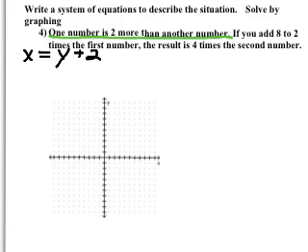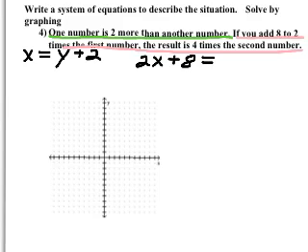Okay, now the second one. If you add 8 to 2 times the first number, okay, so 2 times the first number, if you add 8 to it, the result is, all right, that's our equal sign, 4 times the second number. 4 times y. y is the second number.